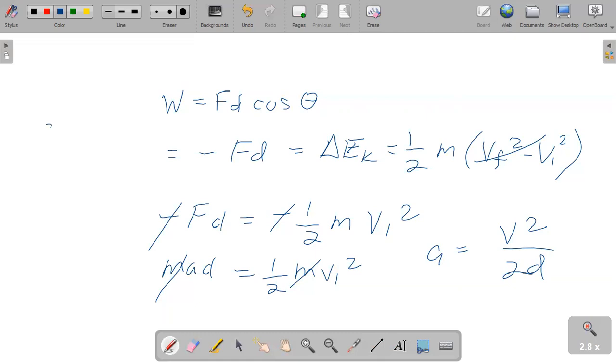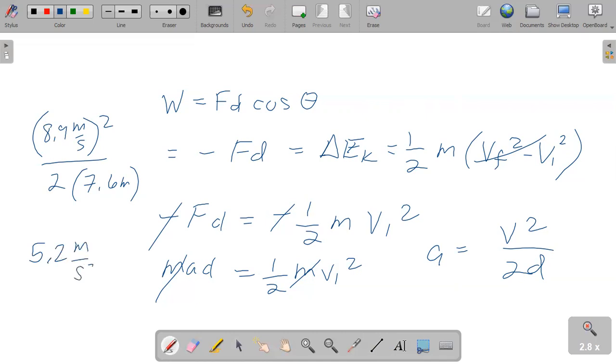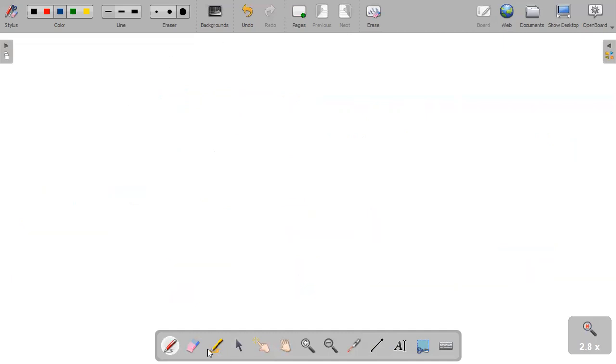V is 8.9 meters per second, quantity squared over 2 times 7.6 meters. The answer is 5.2 meters per second squared. That's A. All righty. Okay. I skipped 6.6. I didn't find it that interesting, but you can do it. I mean, it's always good to practice how far to stop.